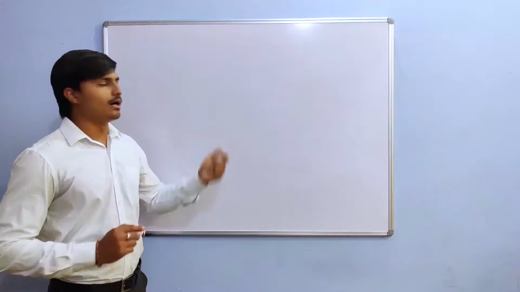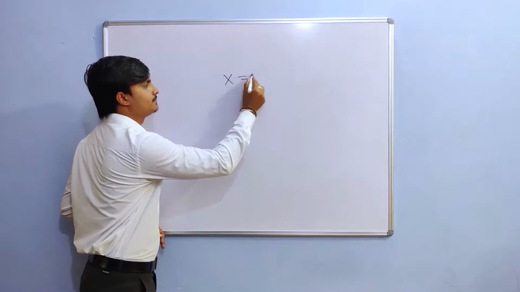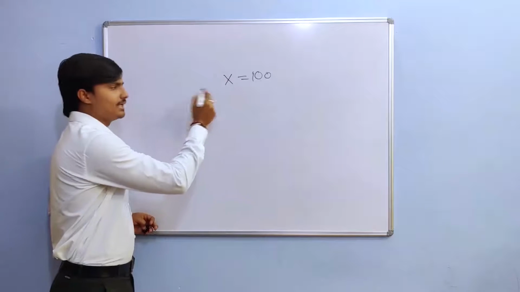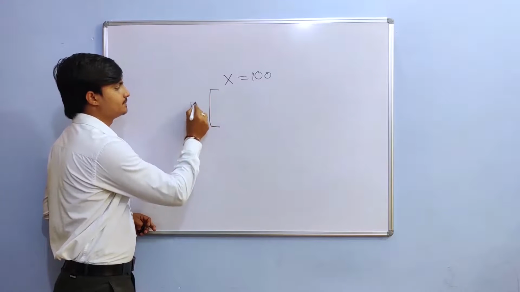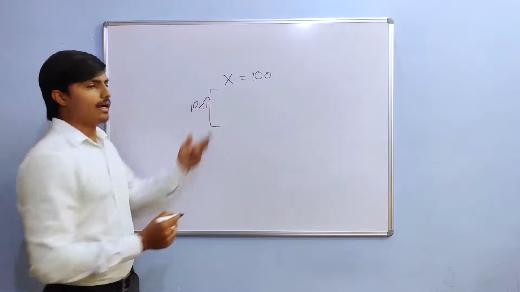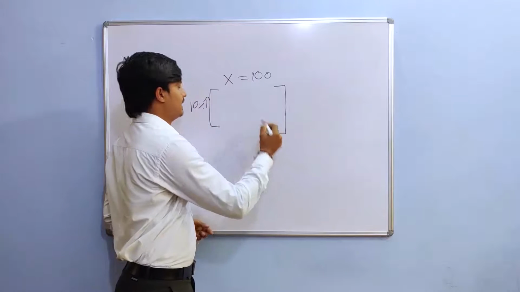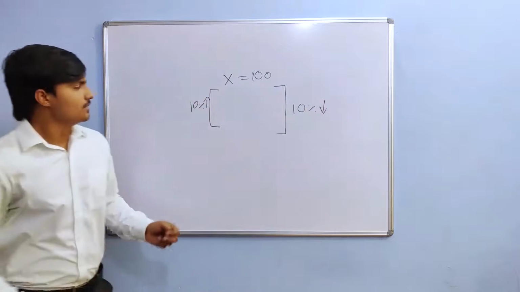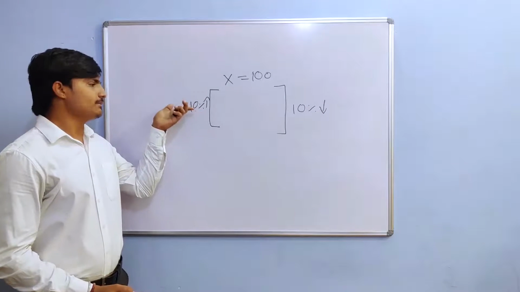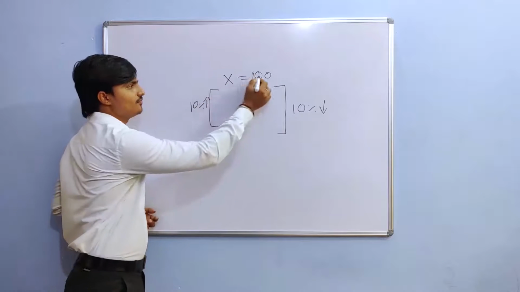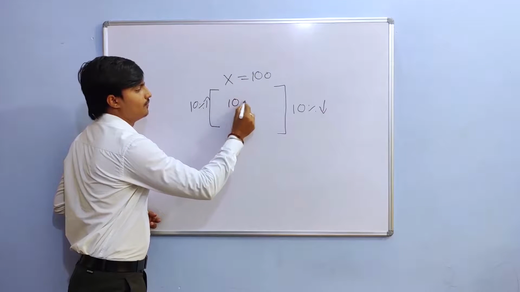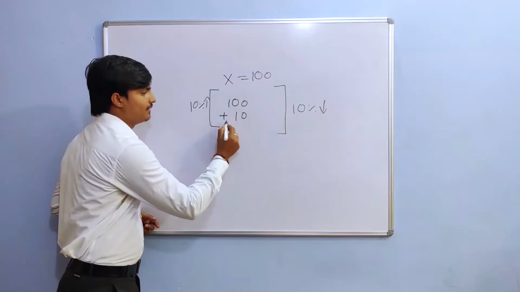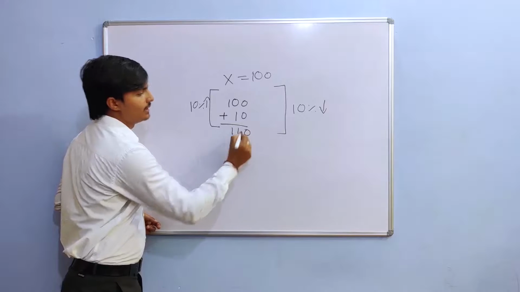Consider some x value, let it be equal to 100. And in the first case, let's increase it by 10%. And in the second case, let's decrease it by 10%. So in the first case, we are increasing it by 10%. So 10% of this 100, that is 10. Since we are increasing, we'll add, so we'll get 110.